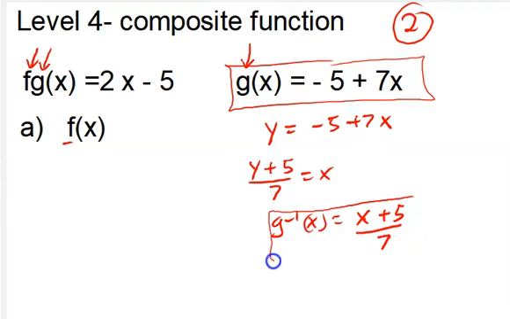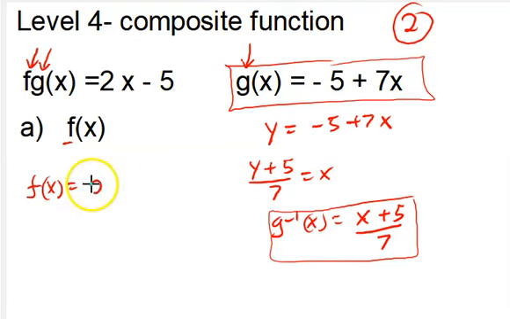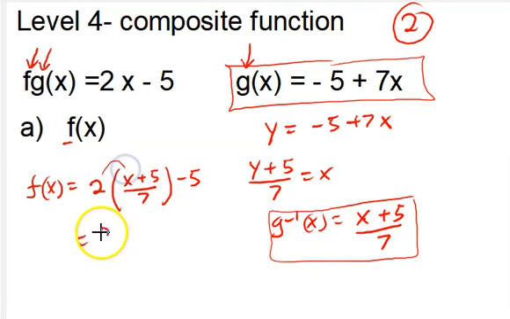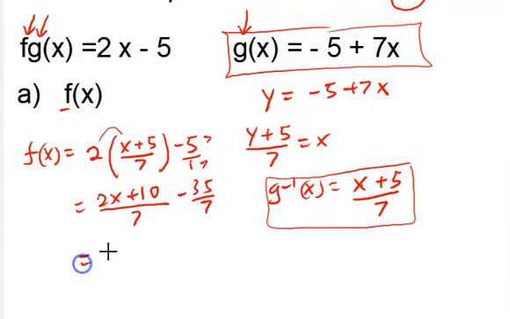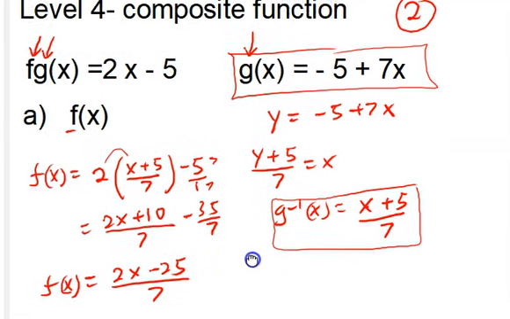Then we take this answer and substitute into here. Okay, so you have fx. So remember to substitute this over 7 and minus 5. So we got here 2x plus 10 over 7, and here will be over 1, multiply with 7, and here we have 35 over 7. So your final answer for this, you have 2x minus 25 over 7. That is your fx.